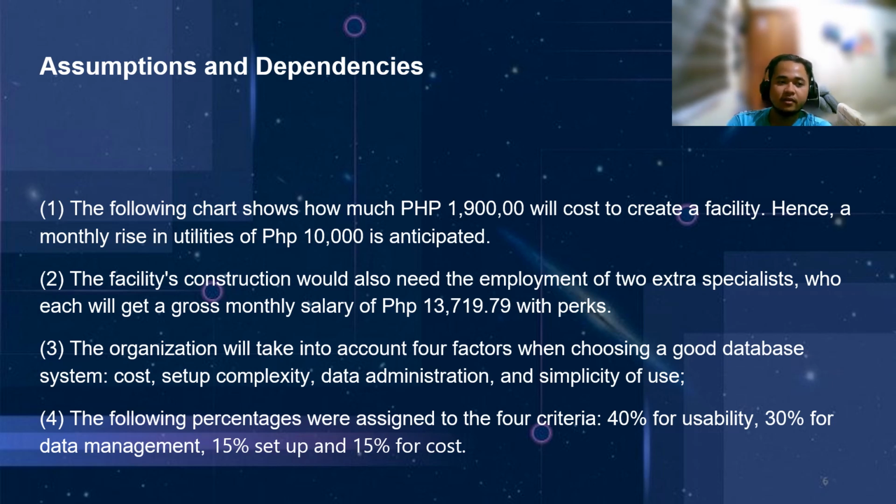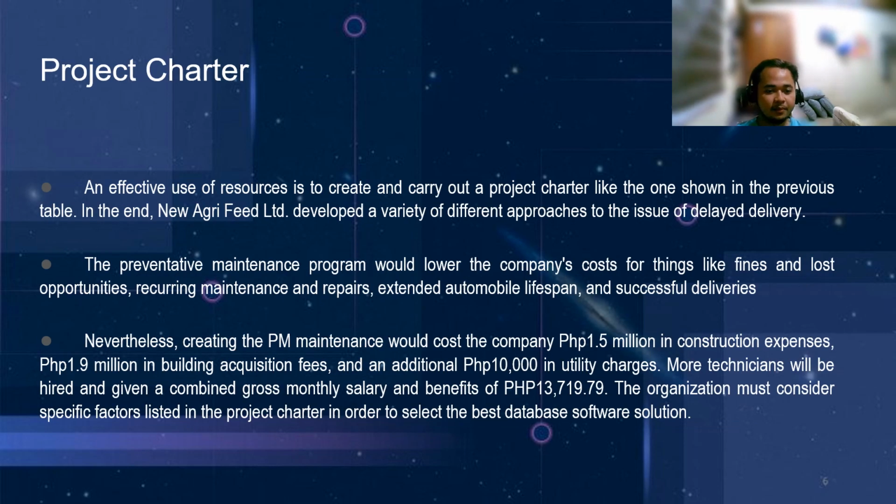Third, the organization will take into account four factors when choosing a good database system. First, cost. Second, setup complexity. Third, data administration. Fourth and last, simplicity of use. So for the fourth one, the following percentages were assigned to the four criteria: 40% for the usability, 30% for data management, 50% for setup, and 15% for cost. So for the project charter, an effective use of resources is to create and carry out the project charter like the one shown in the previous slide table.